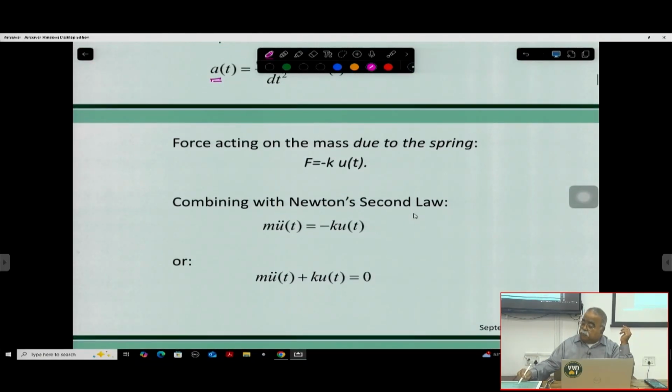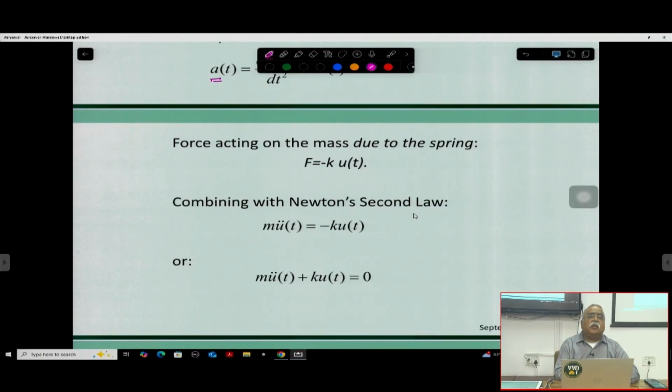So if you see the force acting on the mass, force equals k into u(t), right? And it is a restoring force, so that is why it is a minus sign. So F equals m u double dot t, and k into u(t) is the restoring force. So if you bring it together, then these will be the equations, right?